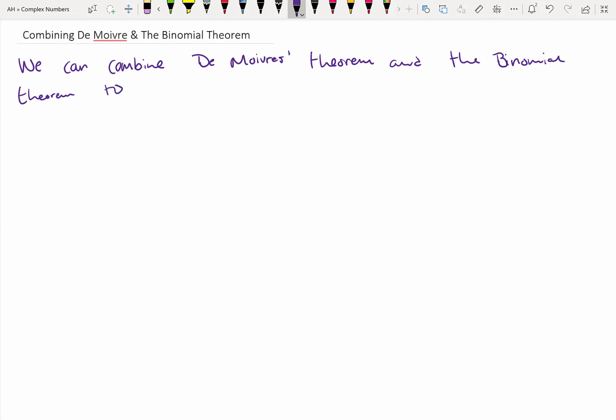Why do we want to do it? Well, we want to express sine n theta, or equally cos n theta, in terms of sine theta or cos theta. So, what do we mean?